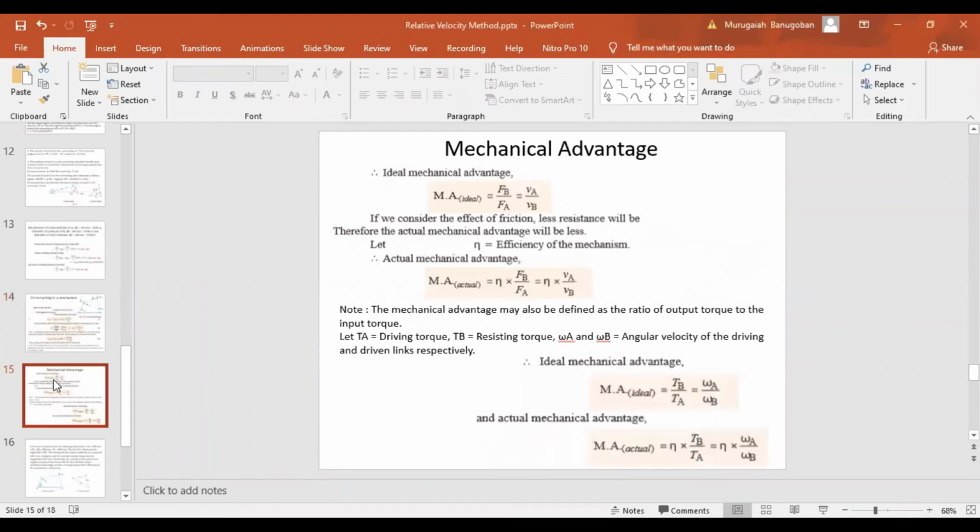Then we have mechanical advantage, right? Mechanical advantage is noted as MA. Ideal mechanical advantage is equal to FB upon FA. So FB is the output force and FA is the input force. And if I write it in the form of velocity, then that would be equal to VA upon VB, right?